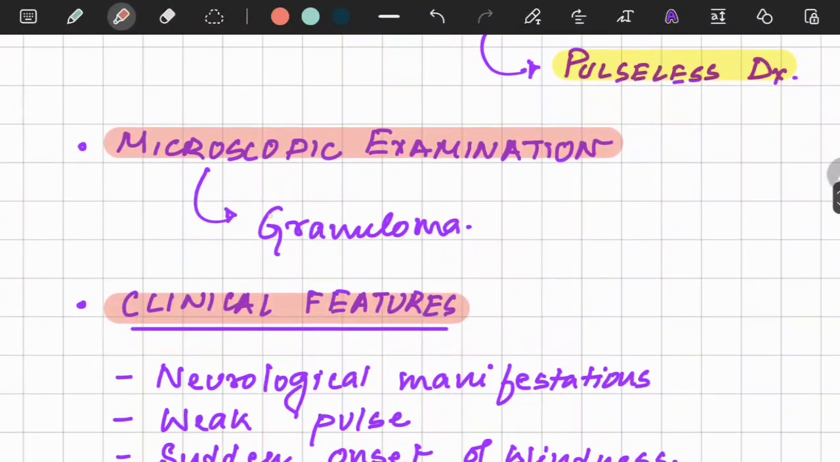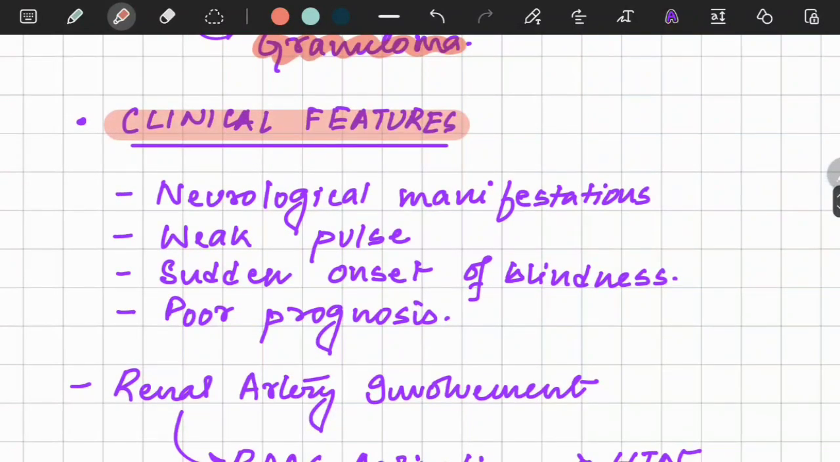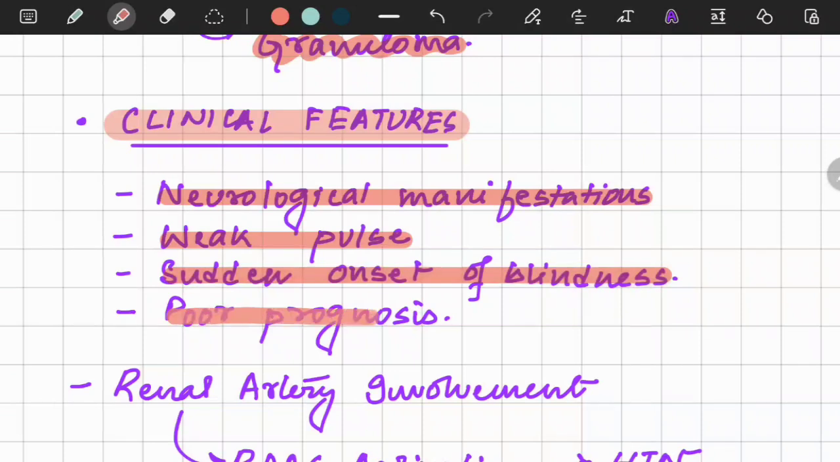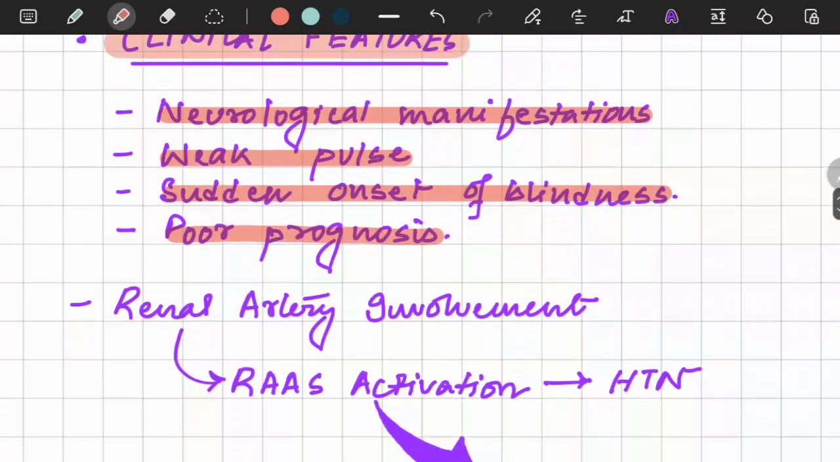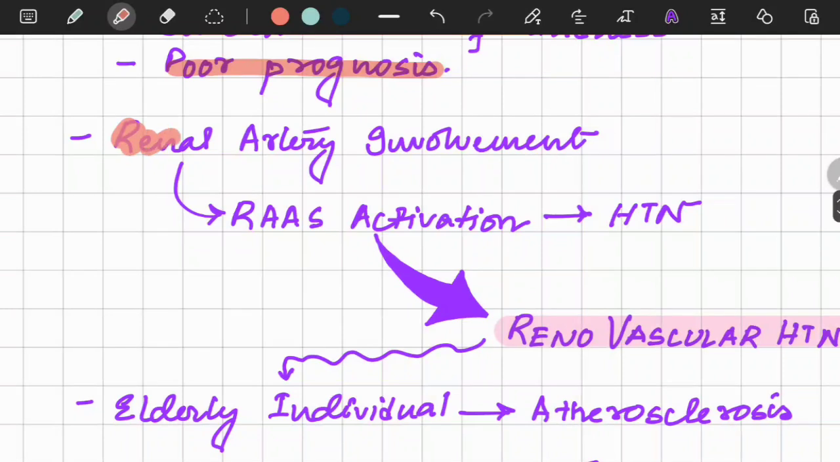On microscopic examinations, granuloma formations are very much appreciated. Now, if we talk about the clinical features, there are neurological manifestations. There will be weak pulses, sudden onset of blindness present there, but the disease is very poorly prognosed. Now, if for some reason the renal artery is involved, there is presence of activation of the renin-angiotensin-aldosterone system. As a result, there is some resultant hypertension, hence is known as renovascular hypertension.